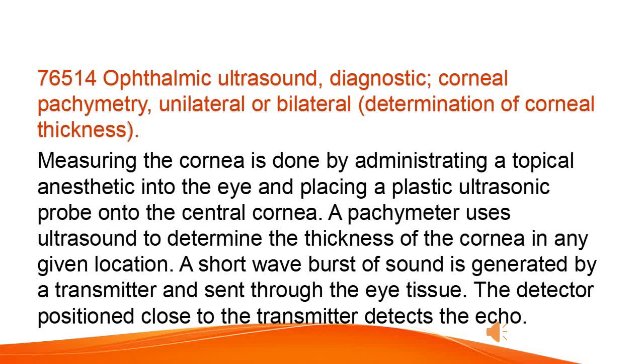Ophthalmic ultrasound, diagnostic, corneal pachymetry, unilateral or bilateral, determination of corneal thickness. Measuring the cornea is done by administering a topical anesthetic into the eye and placing a plastic ultrasonic probe onto the central cornea. A pachymeter uses ultrasound to determine the thickness of the cornea in any given location. A short-wave burst of sound is generated by a transmitter and sent through the eye tissue. The detector positioned close to the transmitter detects the echo.